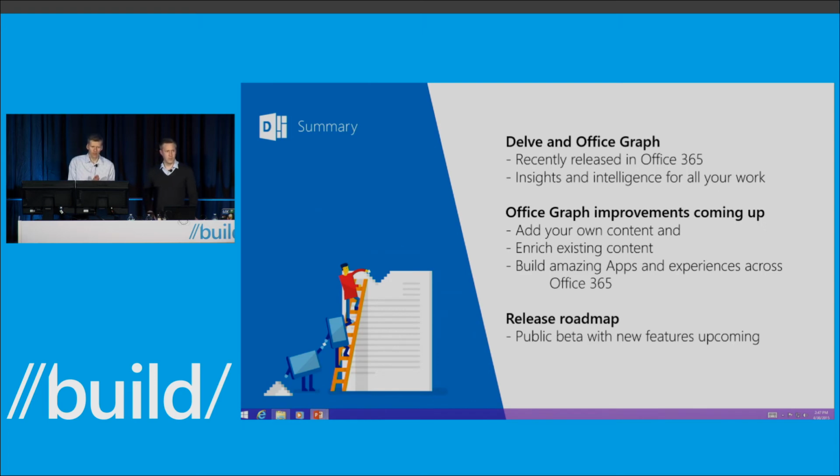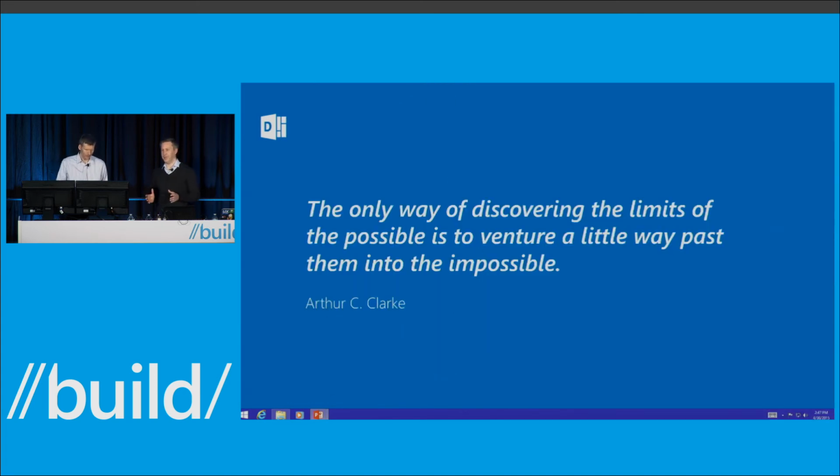However, we are coming with a number of improvements to the Office Graph going forward, allowing you to not just query the graph, but also to add your own content and to define what sort of content goes into the graph and how that's stored. So with those extensions, you should be able to create a lot of great apps and experiences across Office 365. And then finally, when it comes to release roadmap, we don't have any dates available, but the next step is to come with a public beta of these new capabilities. Yeah, and the reason for that is we want to deliver something that's good enough. We don't want to disappoint you in that regard.